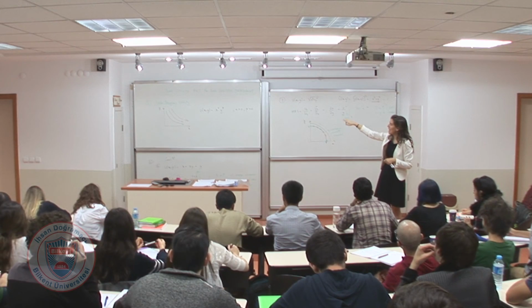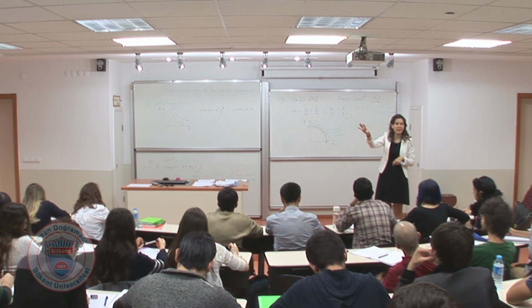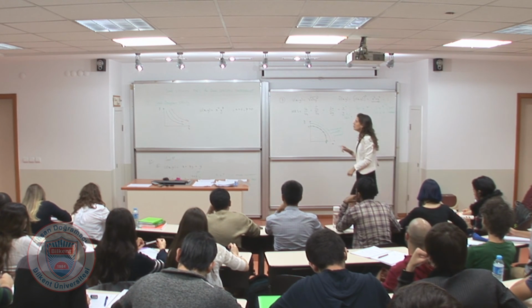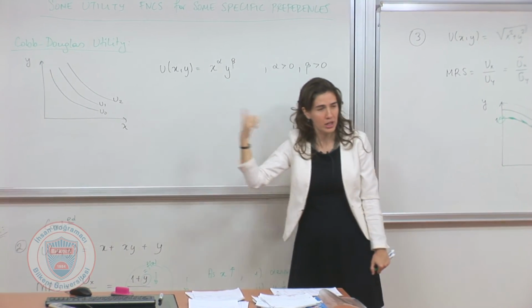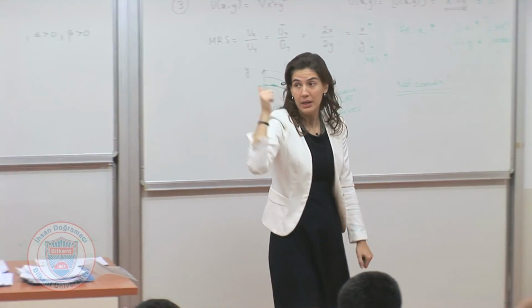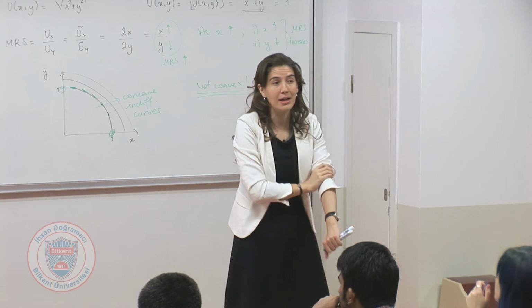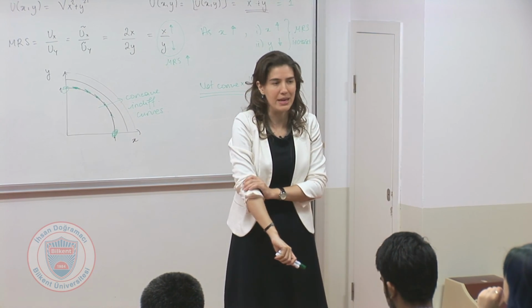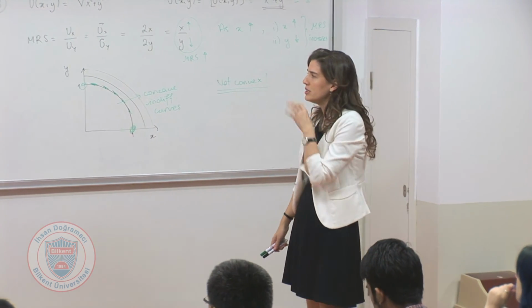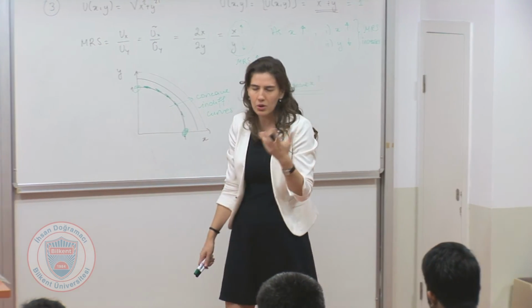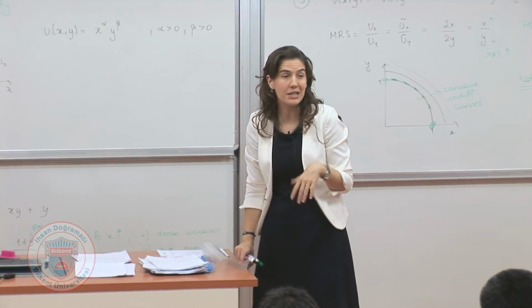And it turned out that this function, you're going to see that in firm theory, instead of good X, good Y, we're going to put capital and labor. For them, this functional form was the one that fit the data the best, in terms of production function. So this functional form has been used very intensively.